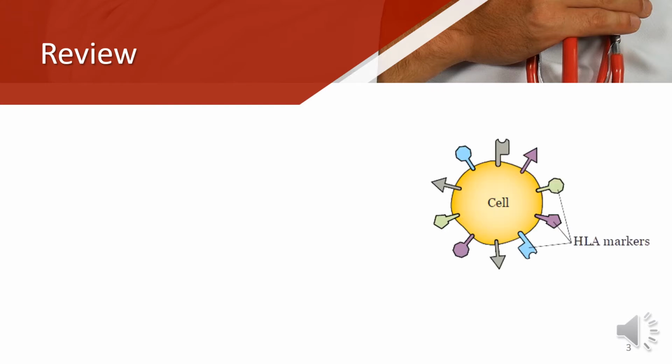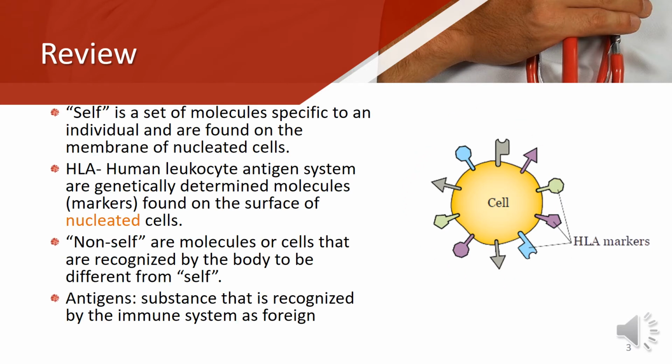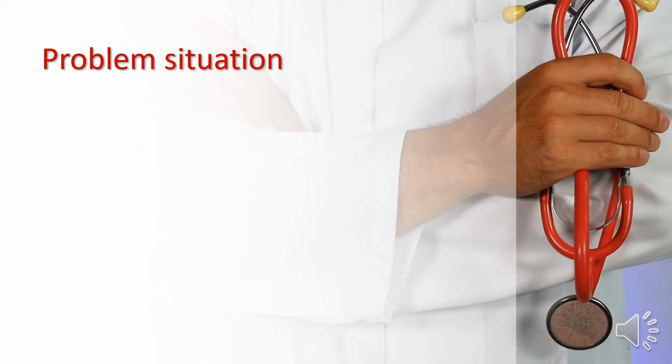This is a cell. On the outside of the cell, we have something called HLA molecules. They're special markers found on the surface of nucleated cells. So, self is a set of molecules specific to an individual, and as we said, they're found on the surface of nucleated cells. The HLA system, or human leukocyte antigen system, are genetically determined molecules found on the surface of nucleated self. Non-self are molecules or cells that are recognized by the body by being different from self cells. Finally, antigens are substances that are recognized by the immune system as being foreign. So, antigens are non-self.